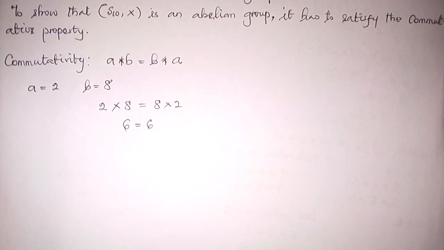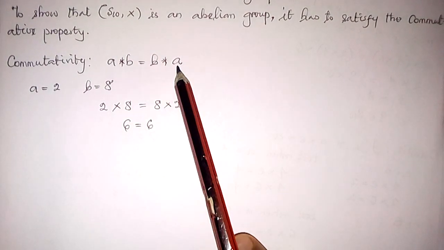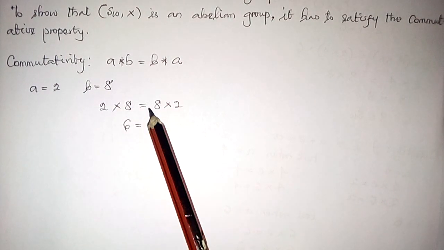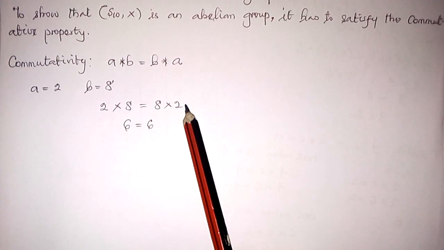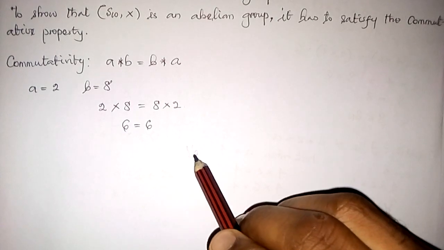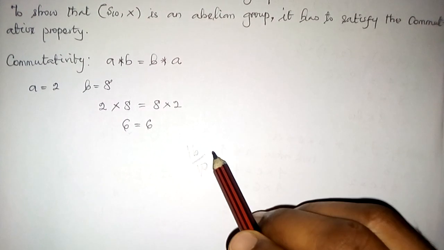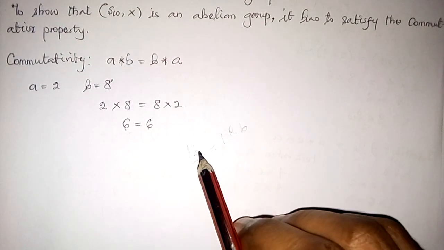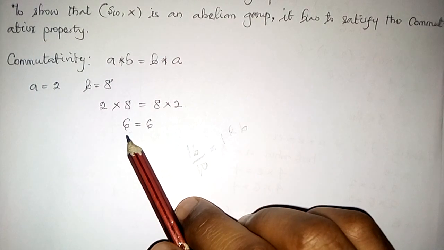Now to show that the commutativity property is here, then it means that S10 is going to be an abelian group. And that is trying to tell you that A multiplied by B equals B multiplied by A. So if A is 2 and B is 8, 2 times 8 is equal to 8 times 2. And from the table, 2 times 8 is 6, and 8 times 2 is 6. So 2 times 8 is 16. 16 divided by 10 equals 1, remainder 6. And 6 is less than 10. That's the reason why we also have 6 here.